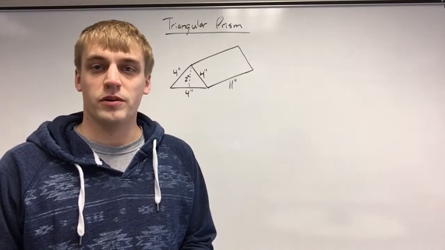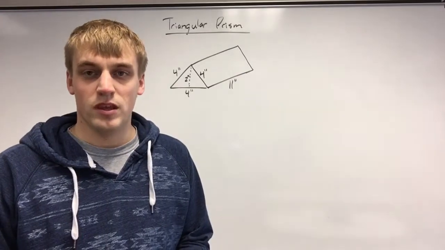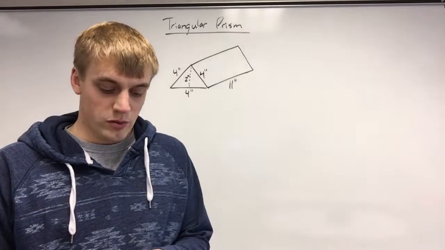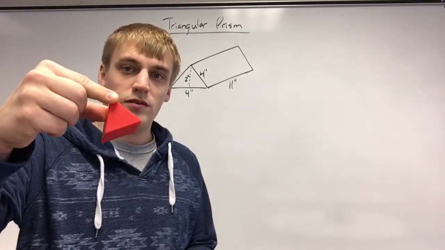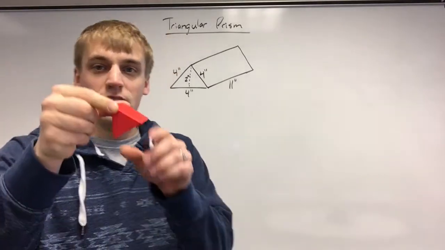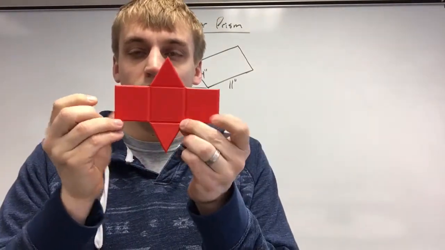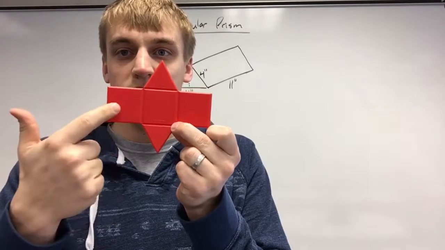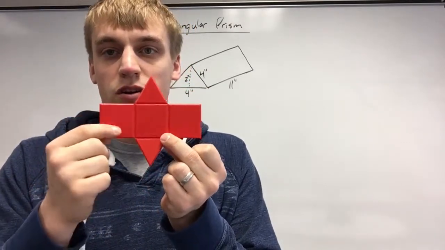The next thing we're going to talk about is how to find the surface area of a triangular prism. A triangular prism looks like this, okay? And it has a geometry net that looks like this, okay? If you'll notice, it has 5 faces. 3 of them are rectangles, 2 of them are triangles.